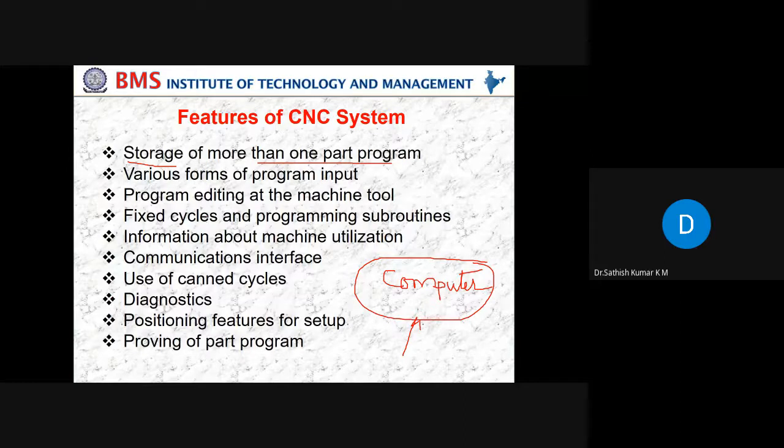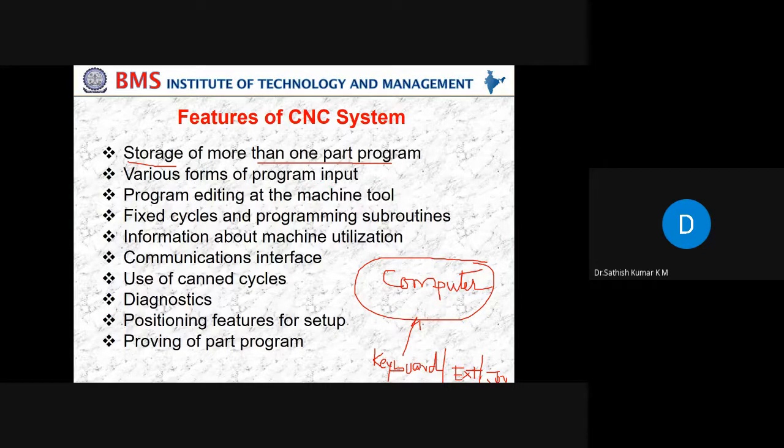Then, various forms of program input. How can you input the program to the computer? You can input the program by using the manual keyboard, or you can use external devices, or you can use a joystick. That means various different forms of program input are available.